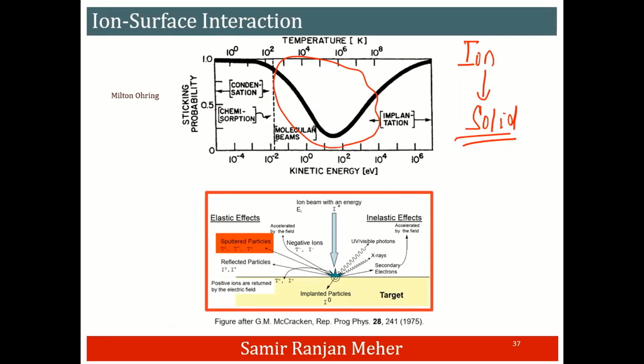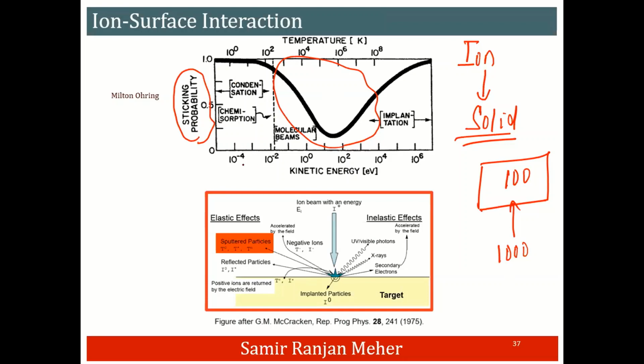So this is the graph between the sticking probability versus the kinetic energy of the ions. Sticking probability is defined as the number of ions that are sticking to the target to the number of ions which are impinged onto the target. Suppose 1000 ions are bombarded onto this target. Out of these 1000 ions, suppose 100 ions stick onto the target. Then the sticking probability will be 100 by 1000.